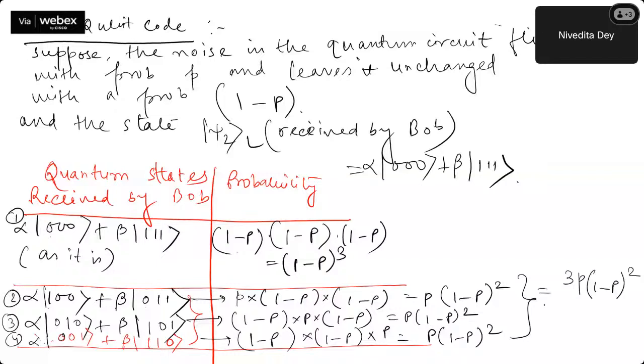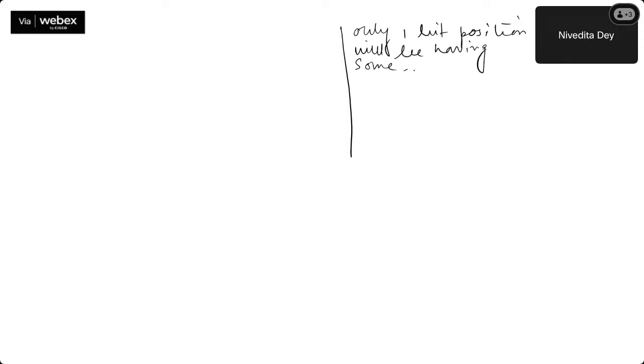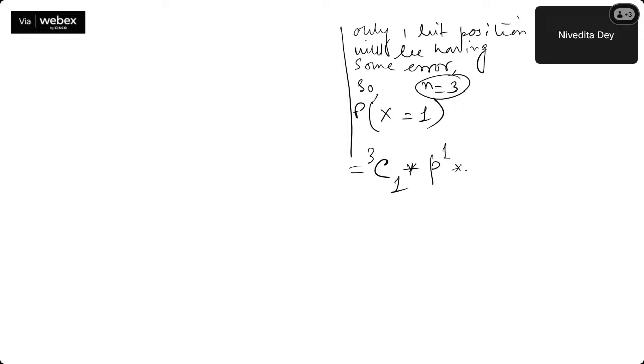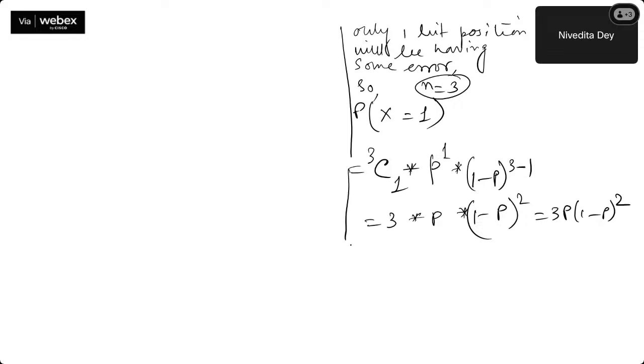Alternatively, we can also find it out in this way. So only one bit position out of 3 will be having some error. So that means the probability that there will be exactly one error out of the 3 possibilities, where n equals 3, will be the binomial distribution. That is, 3C1 into p to the power 1 into (1 minus p) to the power 3 minus 1, which is 3 into p into (1 minus p) square, which is 3p into (1 minus p) square. Okay, that is the case.